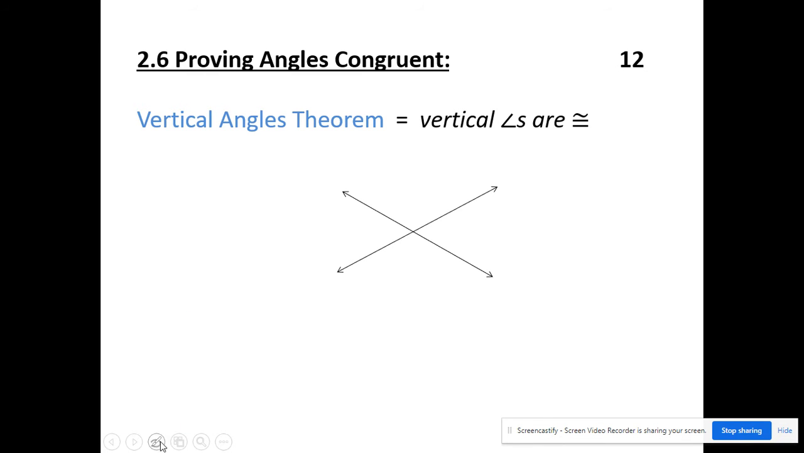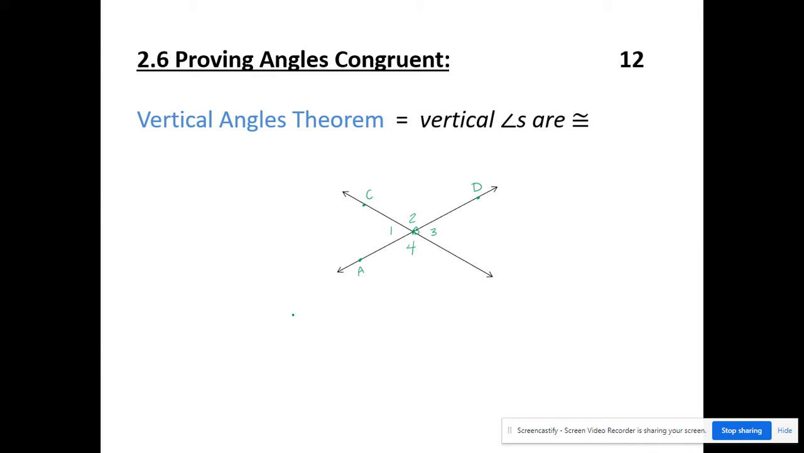So I'm going to number these. We're going to call this 1, 2, 3, and 4. That just makes it easier than if I had to say angle A, B, C, and then angle C, B, D. That would be a lot of wording. So that's why we're going to just call them 1, 2, 3, and 4.